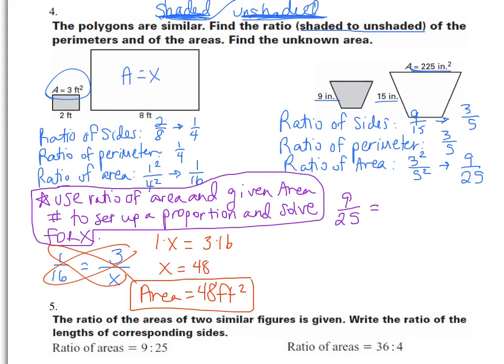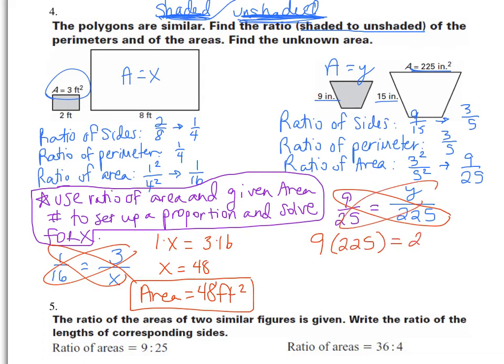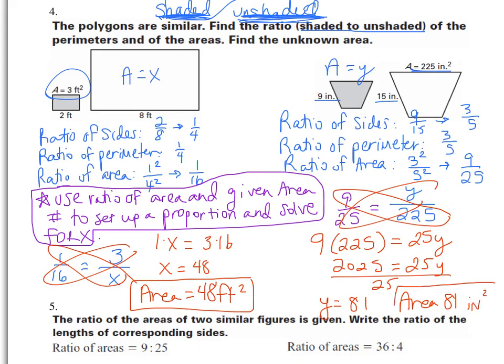So that was my 225, but look at what shape it is. That is the unshaded, so that goes on the bottom of my fraction. And what I need to find is the area of this other one. So my y will be the other part of my proportion. So now when we cross multiply, we're taking 9 times 225 equals my 25 times y. So 9 times 225 is 2025. We need to divide both sides by 25. So my y value will be 81. So the area that we are missing up there is 81, and this is inches squared.